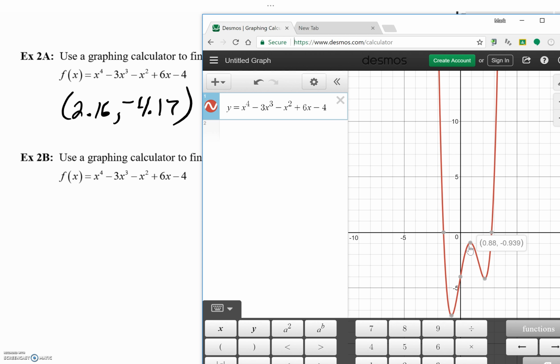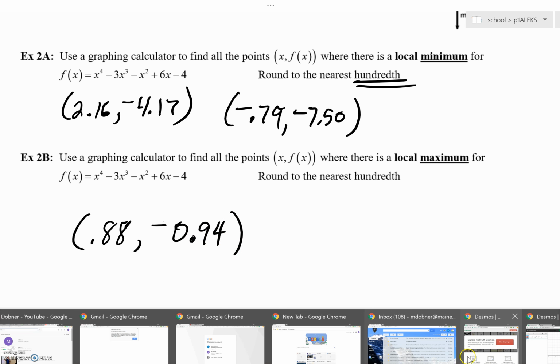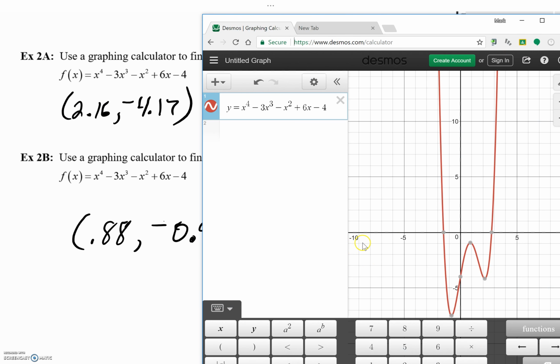That's going to be 0.88, comma, negative 0.94. Guys, that's it. That's your maximum point. And believe it or not, that's all they're asking for in this problem. There were 2 low points, bottom of the valleys. There's just one local max. And guys, we are done.